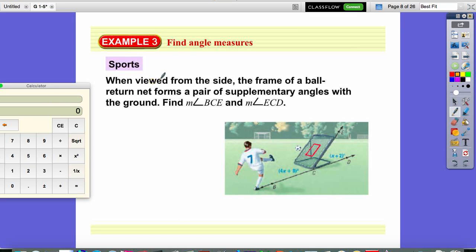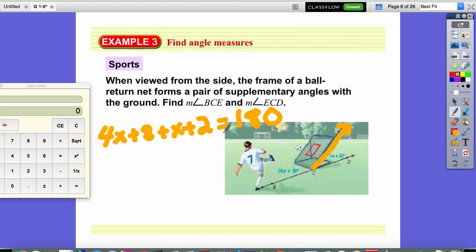In sports, when viewed from the side, the frame of a ball return net forms supplementary angles with the ground. So this side is supplementary with the ground. They want us to find the measure of angle BCE and ECD. So 4x plus 8, using basically the angle addition postulate, is going to equal 180, because we know they're supplementary and 180 degrees is the definition of supplementary.